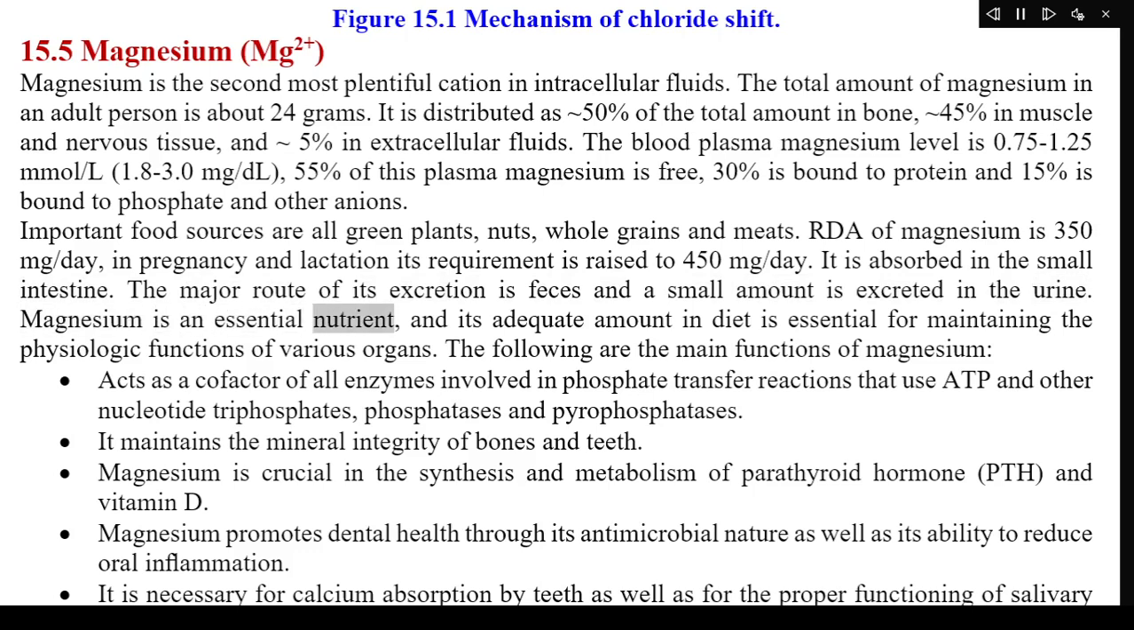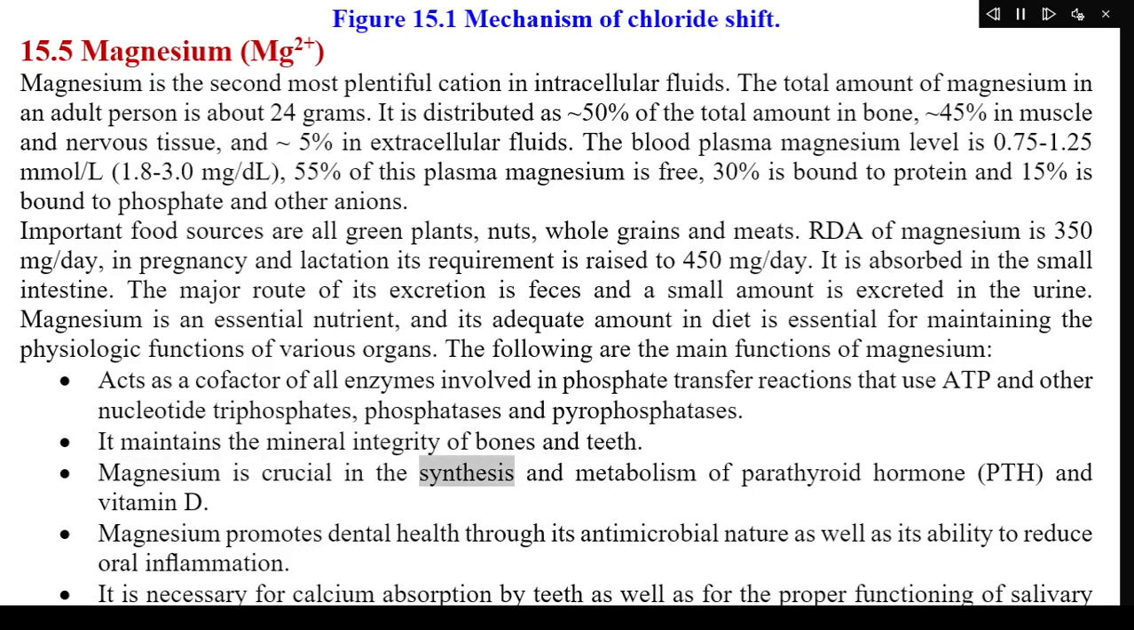Magnesium is an essential nutrient, and its adequate amount in diet is essential for maintaining the physiologic functions of various organs. The following are the main functions of magnesium. Acts as a cofactor of all enzymes involved in phosphate transfer reactions that use ATP and other nucleotide triphosphates, phosphatases, and pyrophosphatases. It maintains the mineral integrity of bones and teeth.